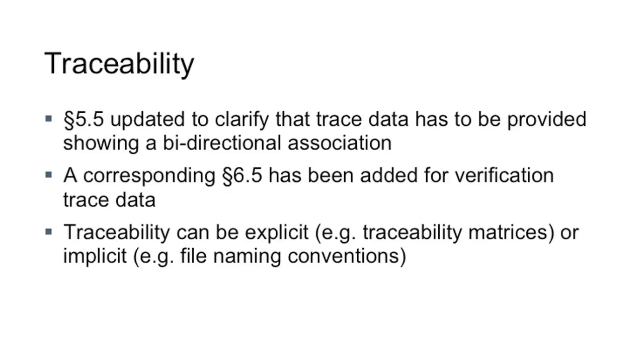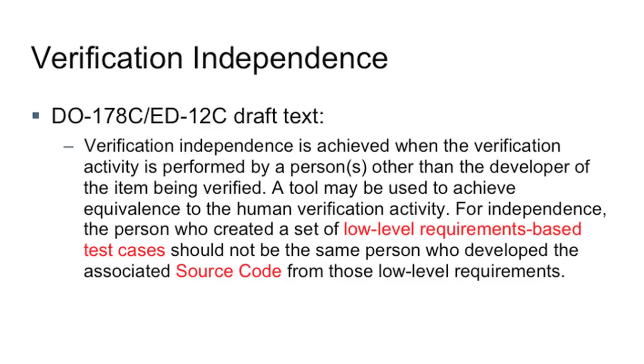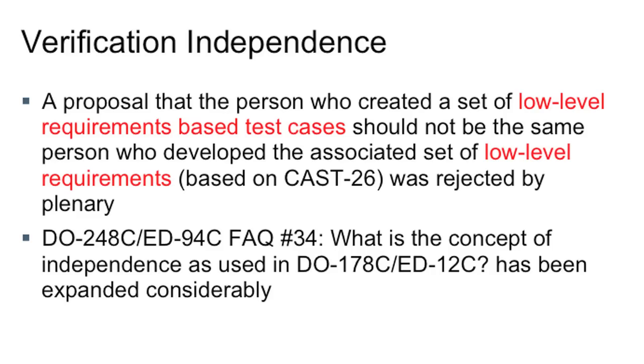We've clarified the section on traceability to make clear that trace data is bidirectional, though trace data can be either explicit or implicit. We've also clarified independence: some of the objectives in DO-178B have to be satisfied with independence, so we've clarified what the independence requirements are. We've updated the core text, and we've also expanded an existing FAQ in DO-248C, which I hope will make it a lot clearer what independence you need to satisfy.